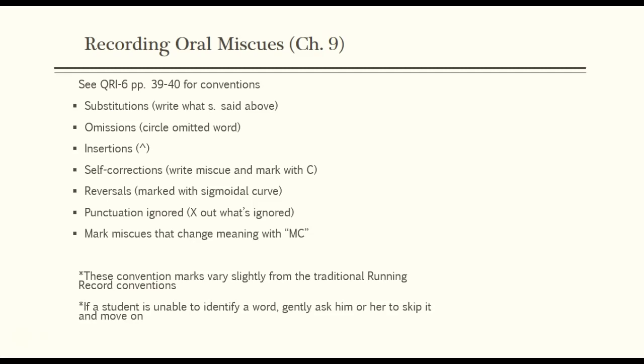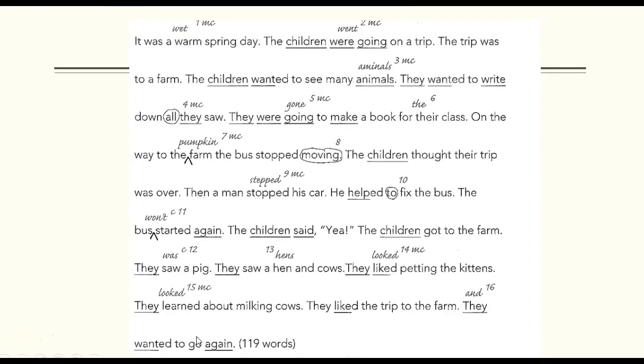If they aren't able to identify a word, gently ask him or her to skip it and move on. You don't want to be giving them any words, because likely that word will come up later in the passage and will not only influence the accuracy of their reading, but also their comprehension if you're giving them key content words to the passage. That's going to help them comprehend better. Repetitions, hesitations, and self-corrections are not counted as errors.